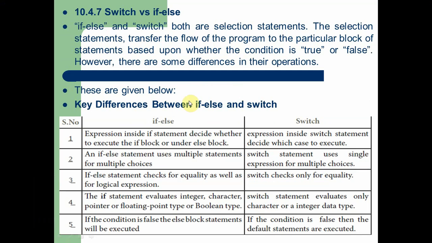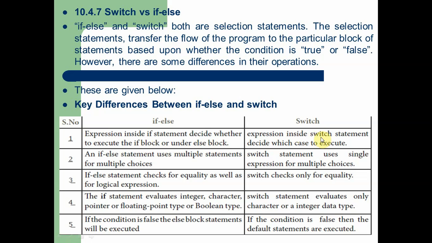First difference. The expression inside the if statement decides whether to execute the if block or the else block. Of course, there are two blocks in if. One is the true block, another one is the else false block. So any one of the blocks is going to execute and the other one is skipped.